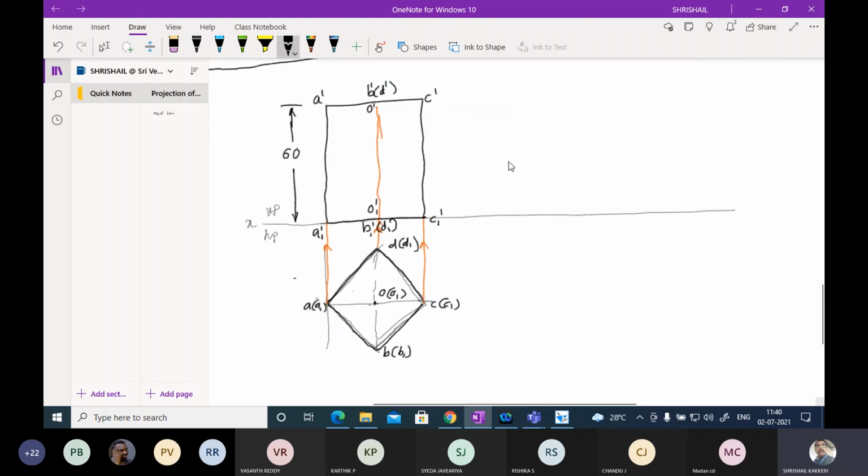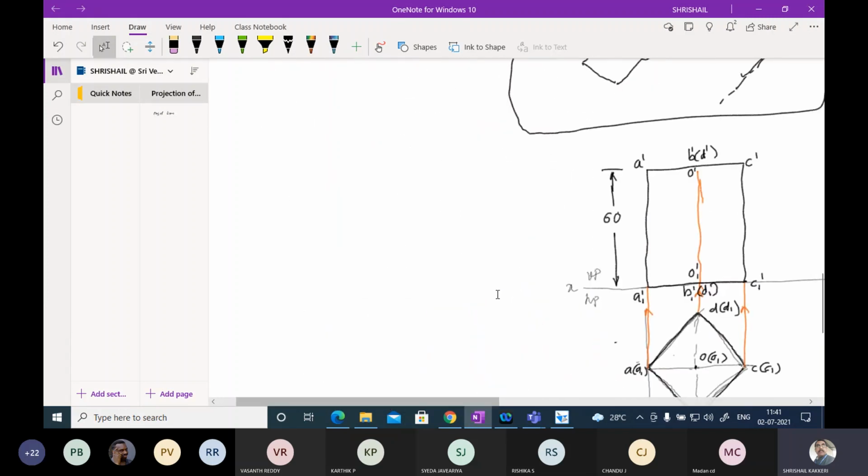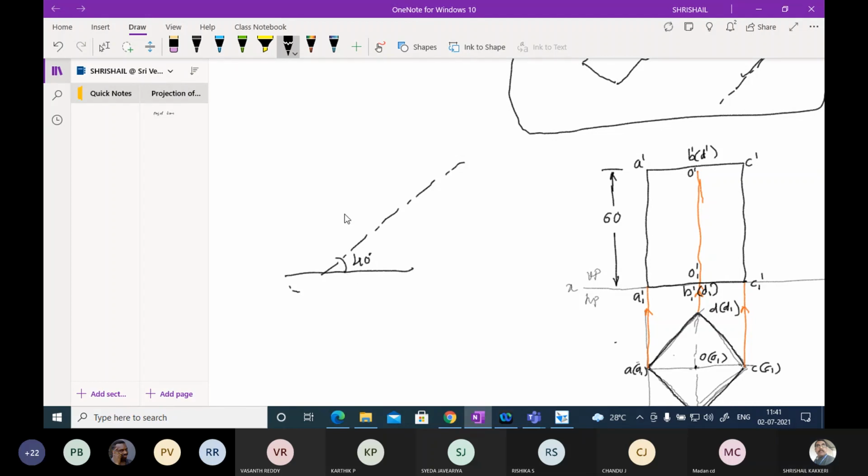Okay, now the axis is inclined at an angle of 40 degree. How much? 40 degree. Please look here carefully. Another small thing I wanted to tell you. Once I want to make the axis to be at 40 degree, I want to write it like this.